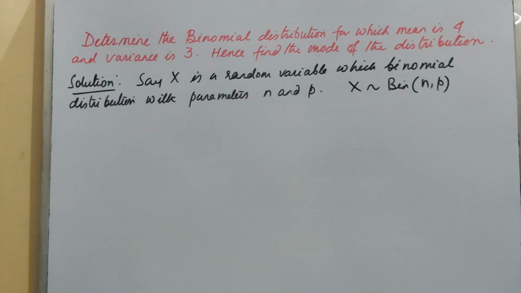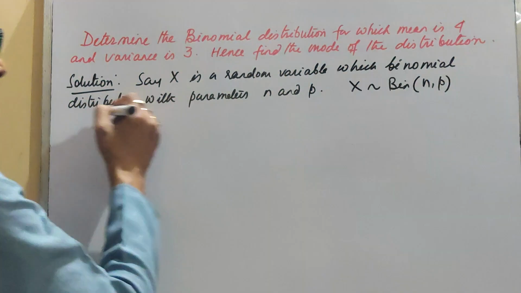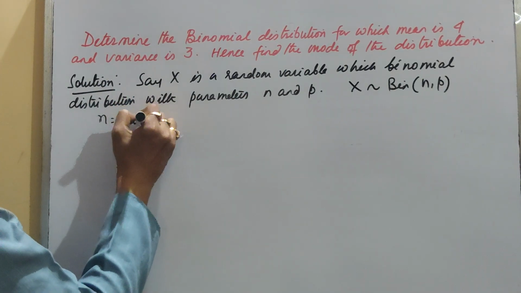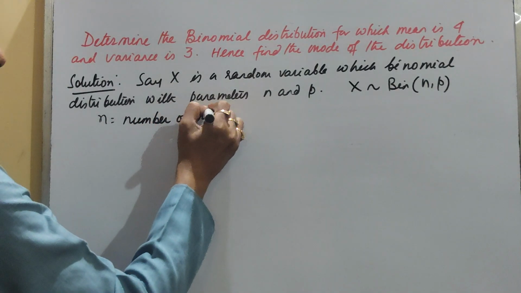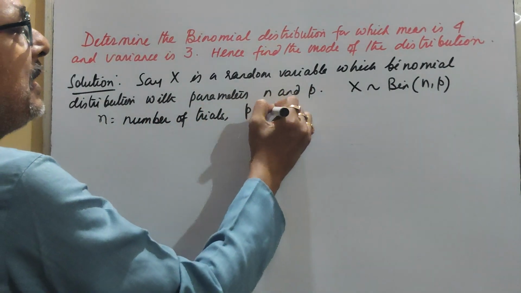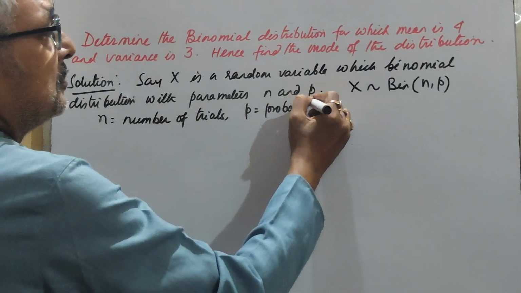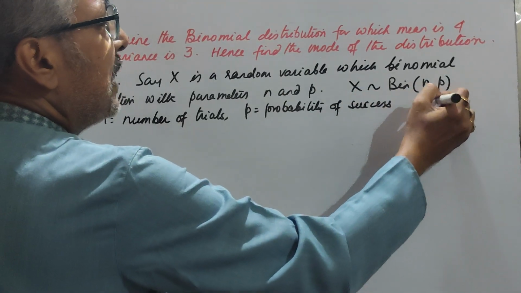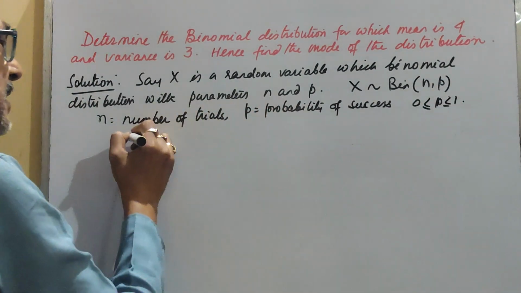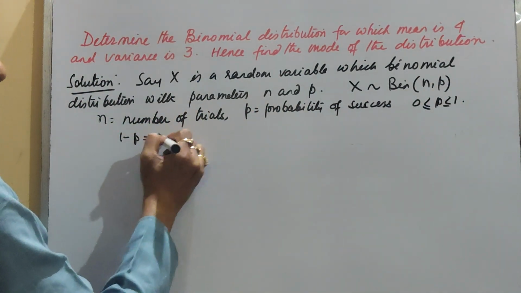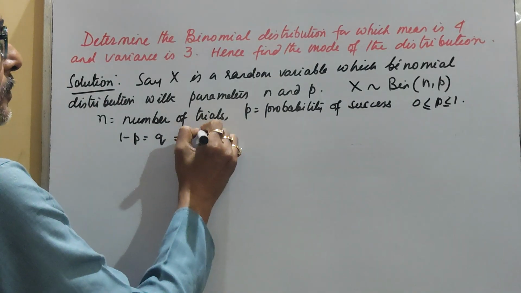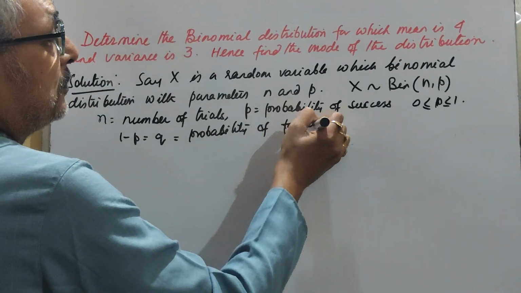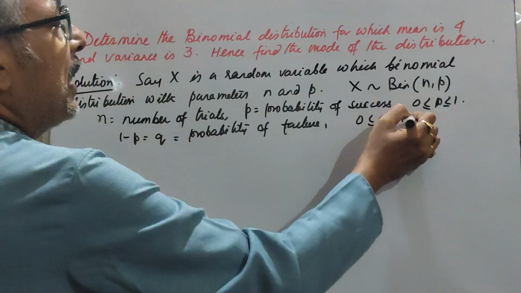What is n? n is the number of trials, p is the probability of success, where p lies between 0 and 1, and 1 minus p, denoted by q, is the probability of failure. Therefore, q also lies between 0 and 1.